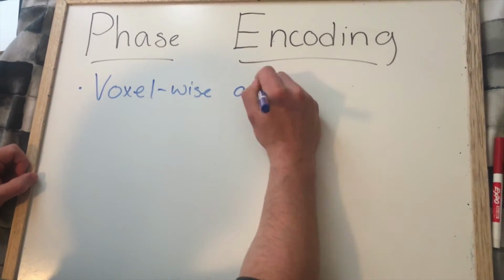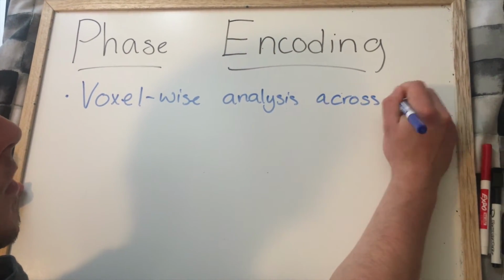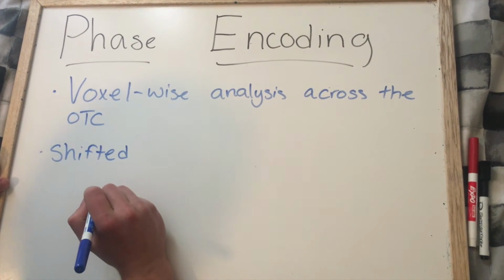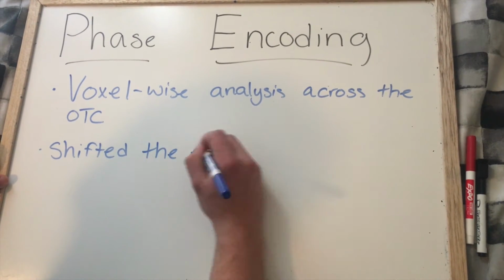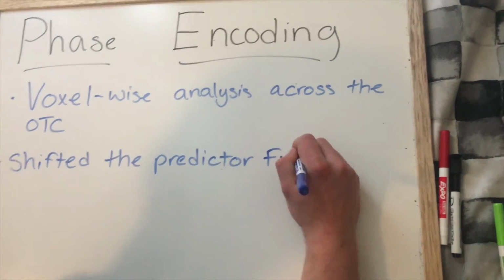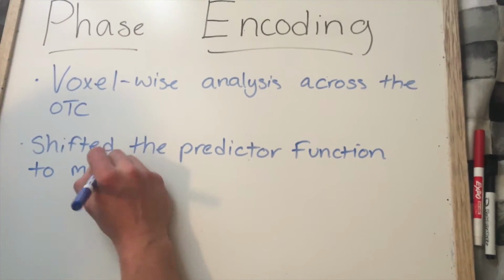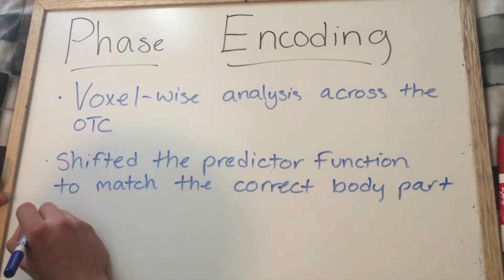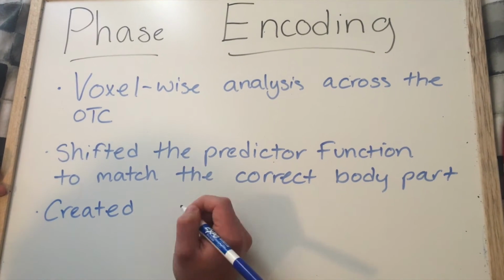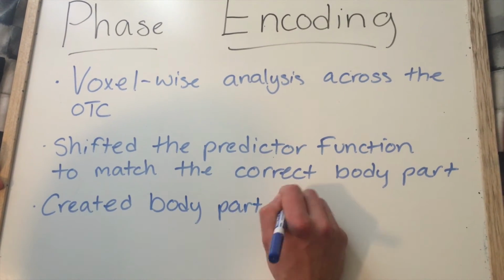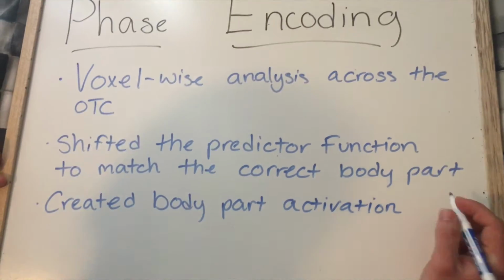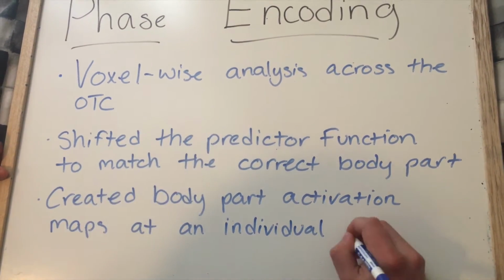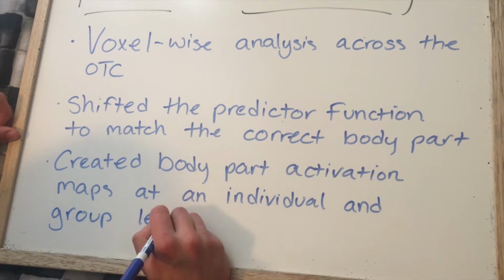In order to assess OTC activation corresponding to different body parts, the researchers conducted a phase encoding experiment on 12 participants. This involved voxel-wise analysis across the OTC. A predictor function based on each voxel's raw BOLD signal was time-shifted to match each voxel time course with the presentation of the body part that produced the highest activation. This was necessary due to the hemodynamic lag of the BOLD response. Using this data, the experimenters developed body part activation maps for each individual participant, and then performed group averaging to generate an overall group map.